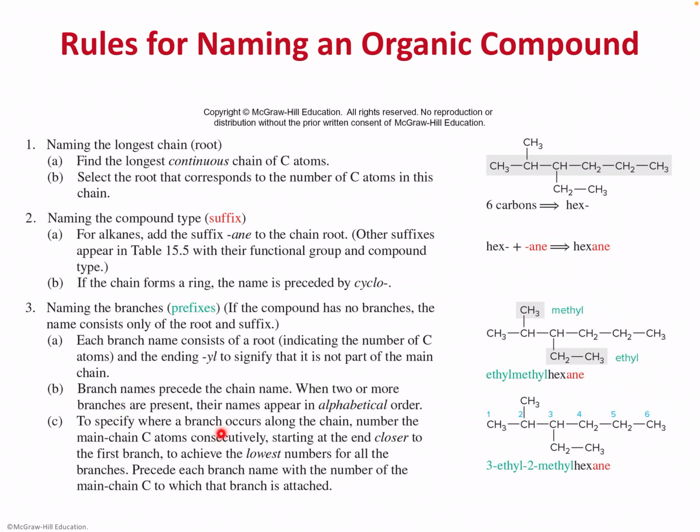To specify where a branch occurs along the chain, number the main chain carbon atoms consecutively, starting at the end closer to the first branch, to achieve the lowest numbers for all the branches. Precede each branch name with the number of the main chain carbon to which that branch is attached. So we have to say here there is ethyl and methyl. Ethyl comes first because the alphabetical order precedes the numbering order. Okay, so it's on the third carbon. So 3-ethyl-2-methylhexane is the name.